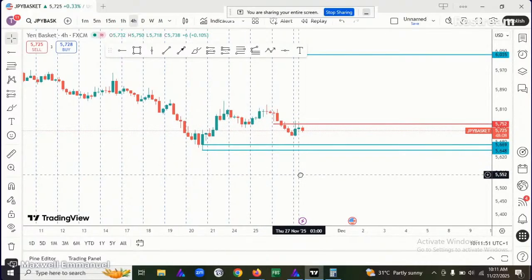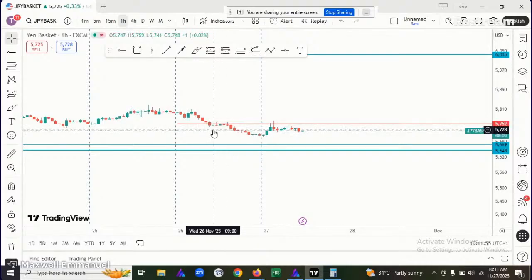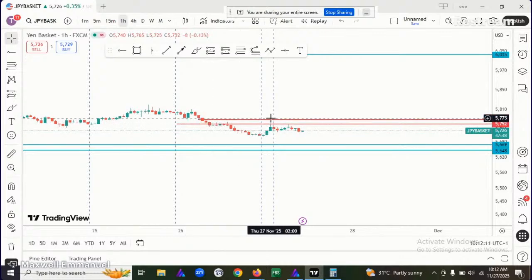Okay, let's go down. I think there's a fair value gap that was created here. Let's see. Okay, so you can see we have this tiny fair value gap. Can you see this fair value gap? There's a tiny fair value gap here. You have to shine your eyes to see it. That could also be the reason for this retracement.